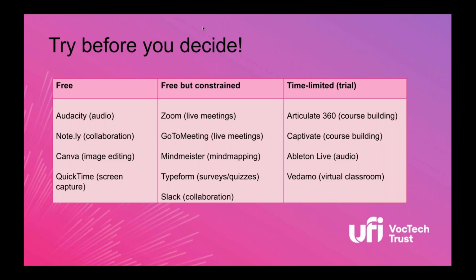And then there are time-limited trials. What you do is you get a full version of the system, for example, like Articulate 360, which is a very powerful course building tool. Captivate's the same, although Captivate's origins are more in system, IT system training. Ableton Live is a very specific music production package.